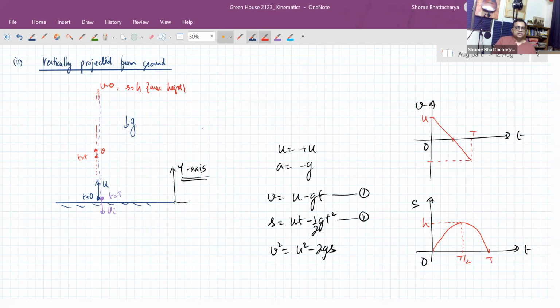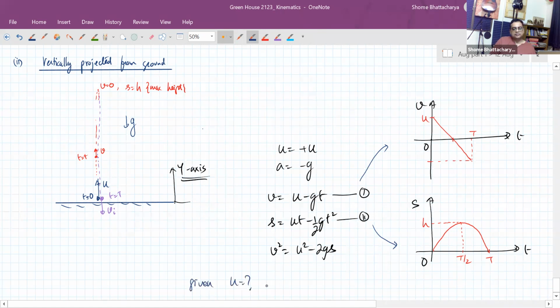Okay, so this equation corresponds to this graph, like we've seen earlier. This equation corresponds to this graph, and by using these equations only we can find out all these things. Suppose we are given the value of initial velocity and we know the value of g. So the value of u is known, the value of g is known. Then we can find the maximum height, the total time, and the impact speed for this.